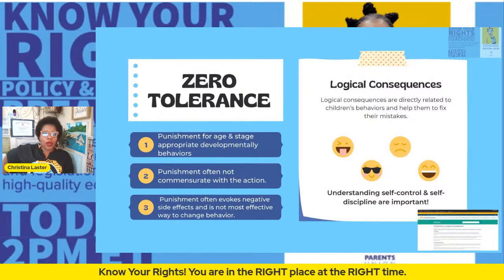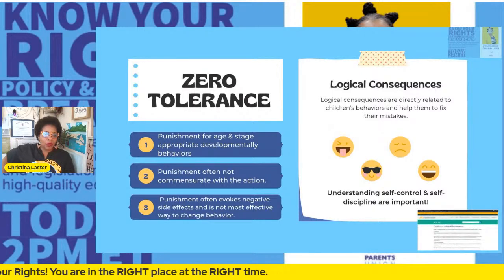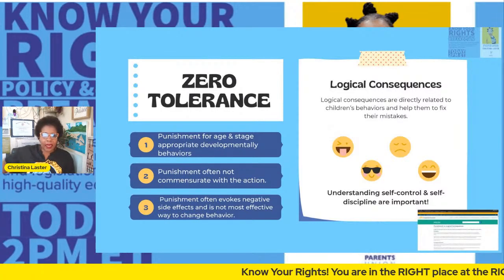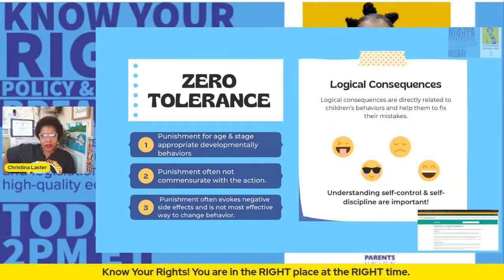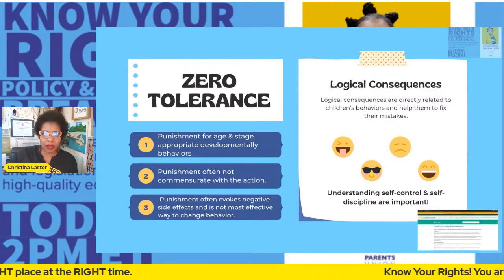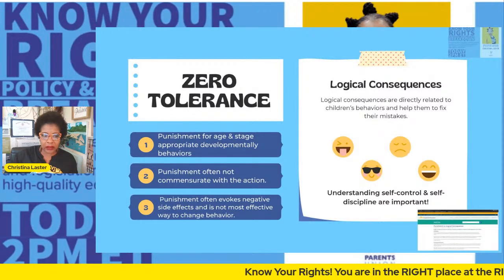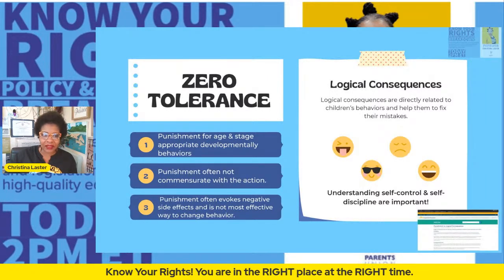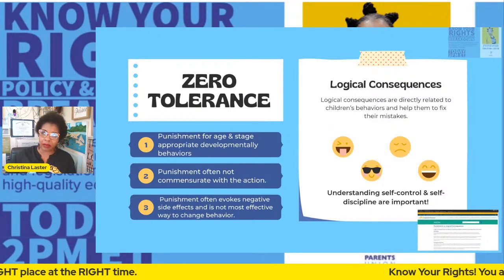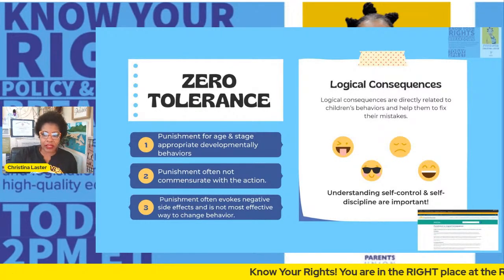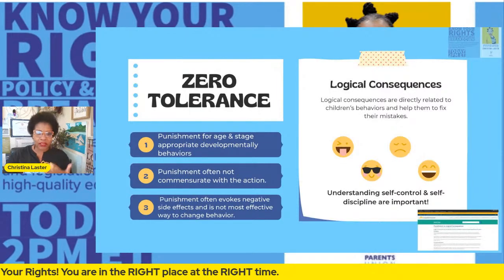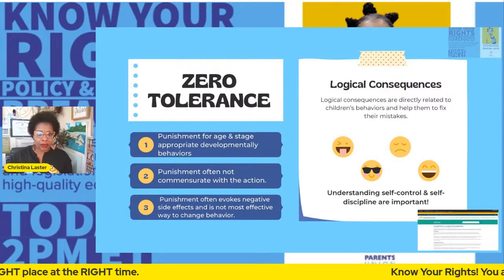So zero tolerance, we know, the punishment for age and stage, is it appropriate developmentally? Are they appropriate behaviors for 2, 6, and 10-year-olds? Looking at that. Is that punishment commensurate with the action? So if a child does something for 2 minutes and gets suspended for 3 days, and they're 5 or 6, is that commensurate with the action? Are they even going to know in 3 days what it was, to be able to avoid it? Do they have the skills after they receive that punishment to come back and change that behavior? Or are they just going to keep piling punishments up?